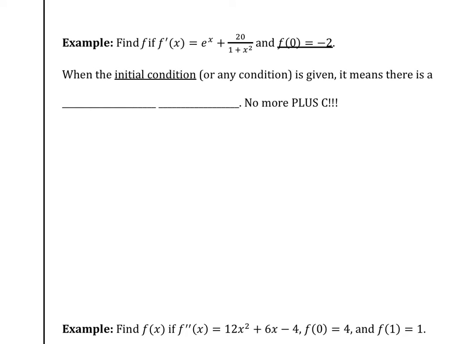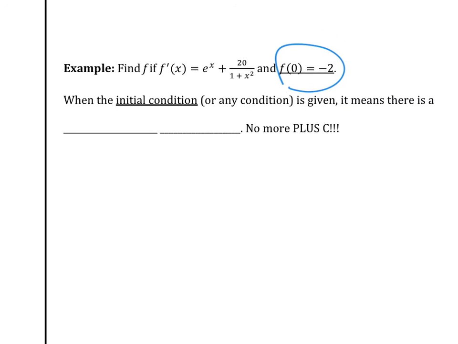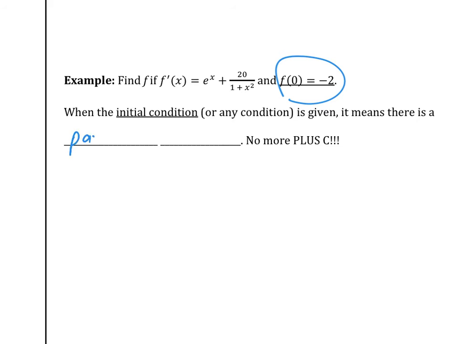All right, we're gonna look at a different question now. Find f if f prime is this, and you have an initial condition. Initial condition means what happens when x is 0. Okay, so when there is an initial condition or any kind of condition given, that means there is a particular solution.